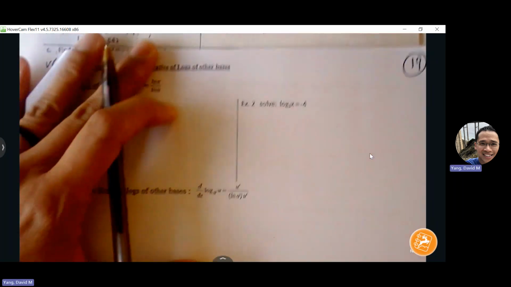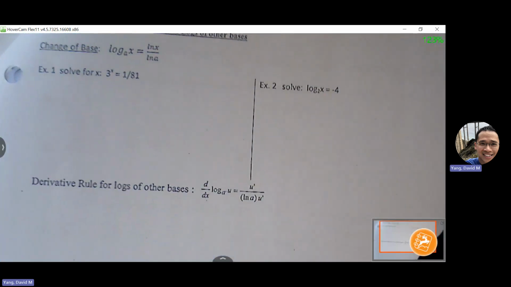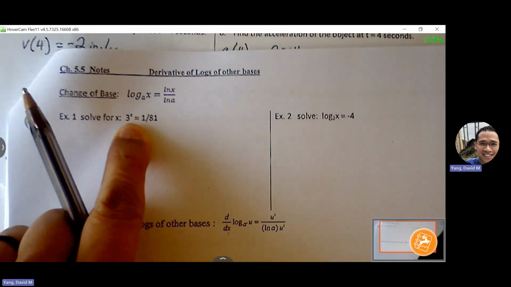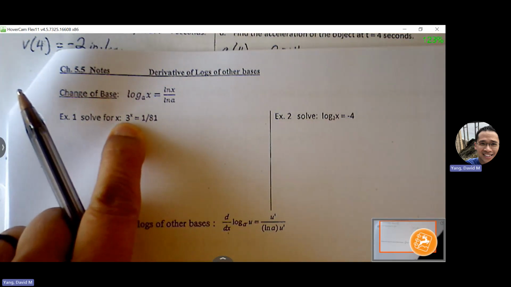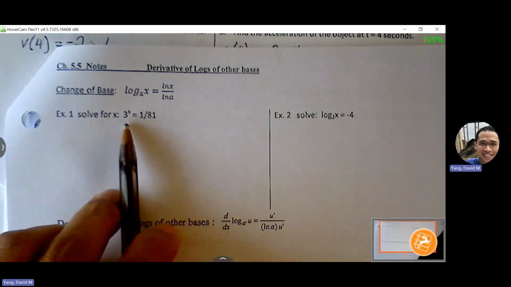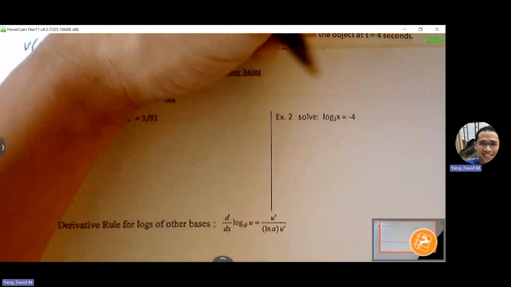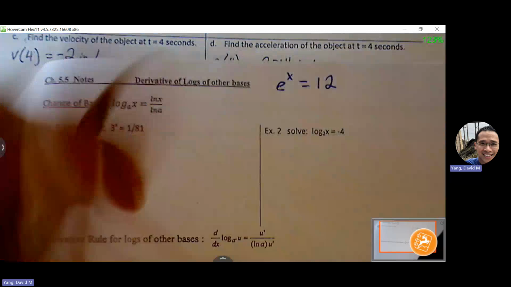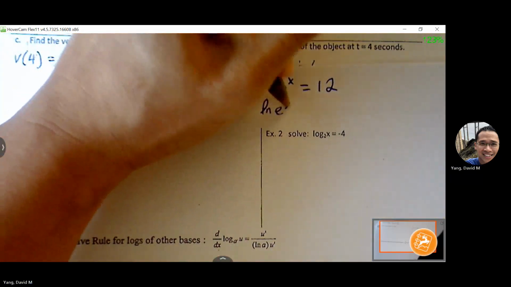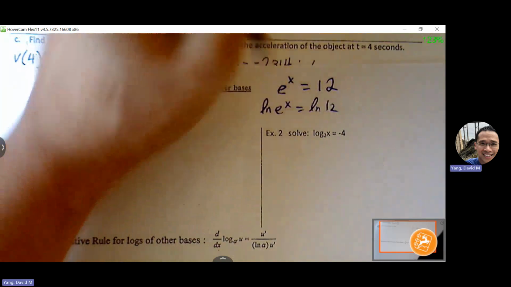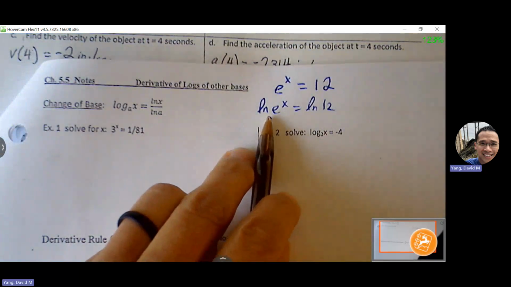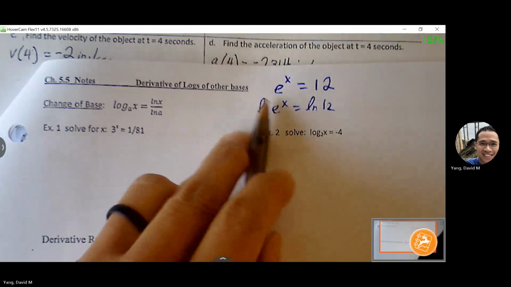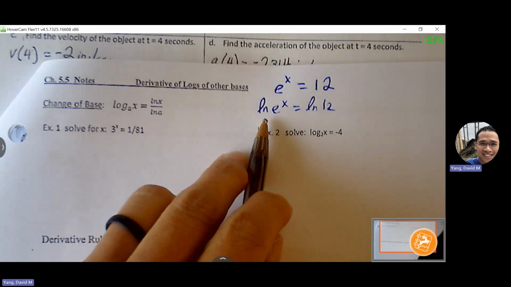Much like how natural log and exponential base e have a way of undoing or canceling each other out, if I have logs and exponentials of the same base, they also can cancel each other out. So for instance, if I had e to the x is equal to 12, I can take the natural log of both sides, and that's going to end up canceling out because natural log is log base e. So log base e and base e, they are in the same base, and they're inverses of each other. They're going to cancel each other out.